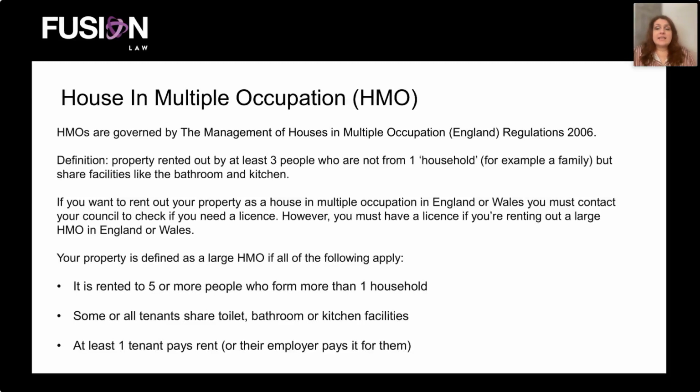Lastly, there is mandatory HMO licensing, which is a national scheme which affects all the local authorities, all the councils and all the areas. It applies to large HMOs, which are let to 5 or more unrelated people, who form, again, 2 or more households and share a kitchen or a bathroom.